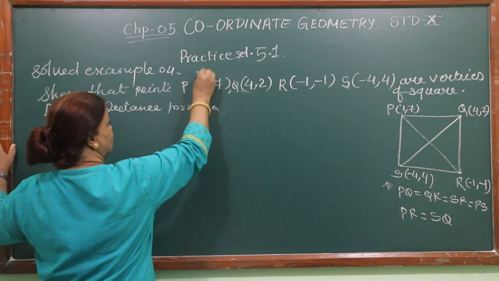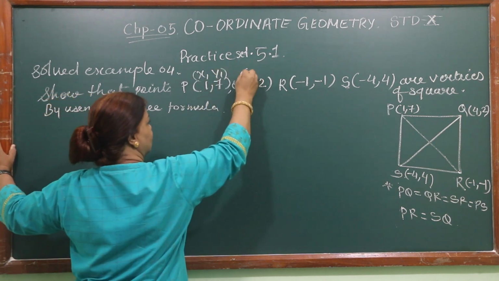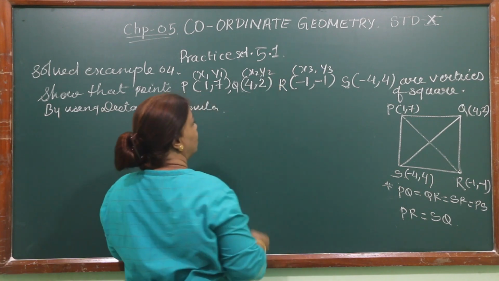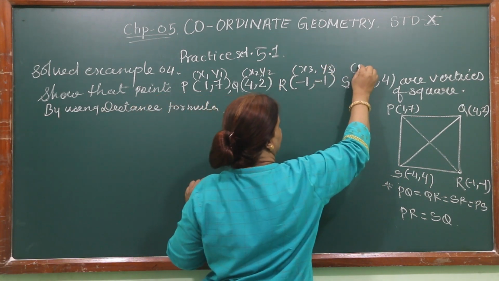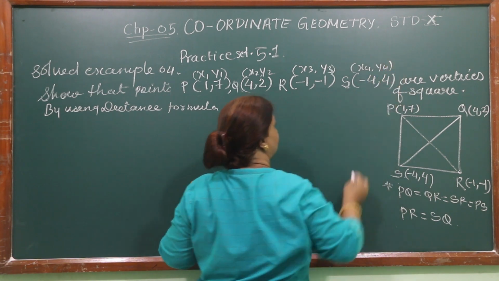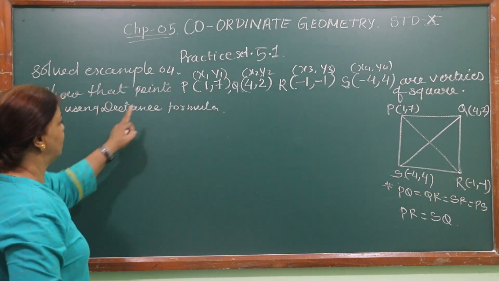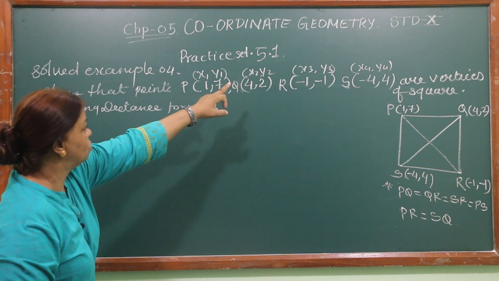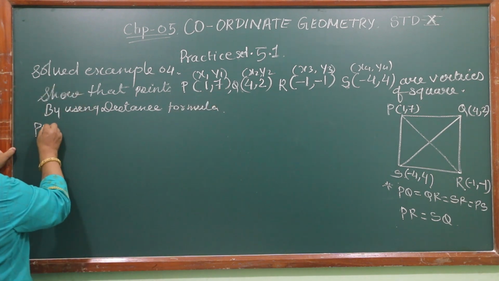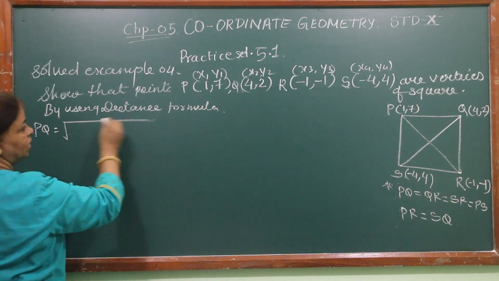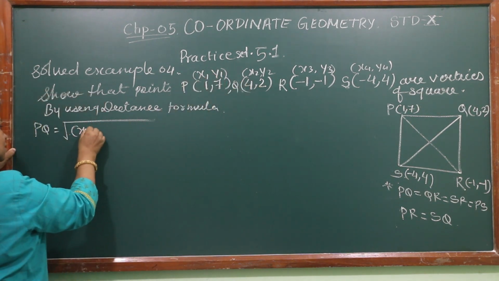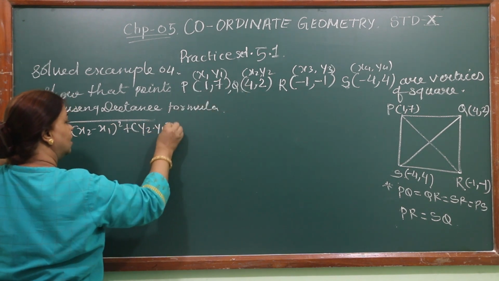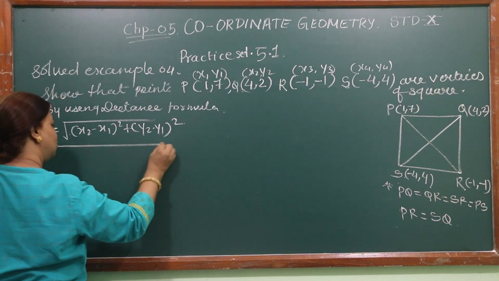Before that I must assume the points as (x1, y1), (x2, y2), (x3, y3) and (x4, y4), so that it becomes easy for you to place the coordinates if you are finding the length of the sides. See, PQ, the distance between points P and Q, we find by distance formula. So PQ is equal to under the root of (x2 minus x1) the whole square plus (y2 minus y1) the whole square. Now we will be placing the values, children.